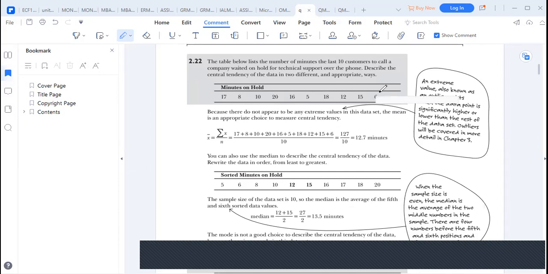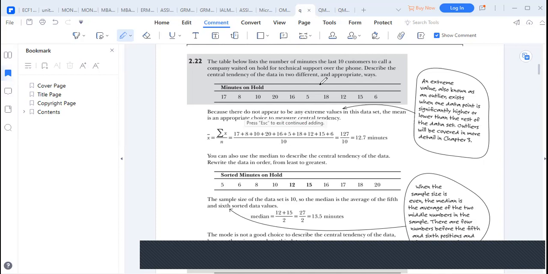Now we want to go to understanding or describing the central tendency of data in different ways. So we have the data that has been given here that shows the number of minutes for 10 customers to call a company and to be put on hold. So here, we've been given the data for the waiting time. I want to describe the statistic of this in 2 different ways.